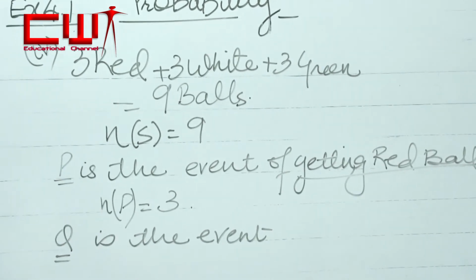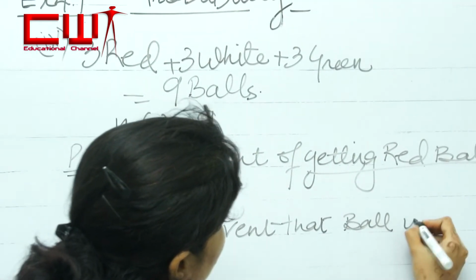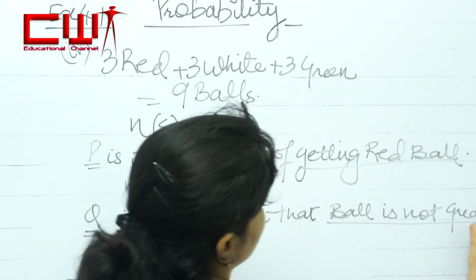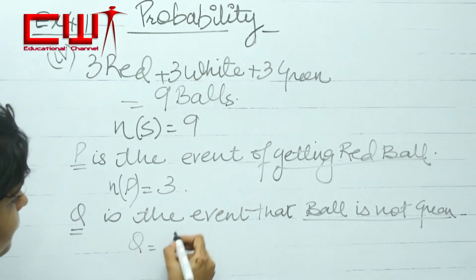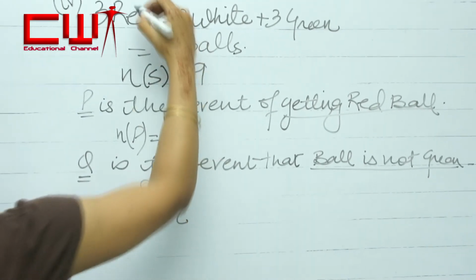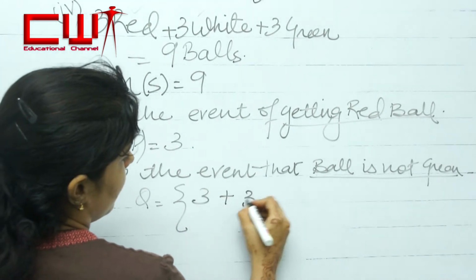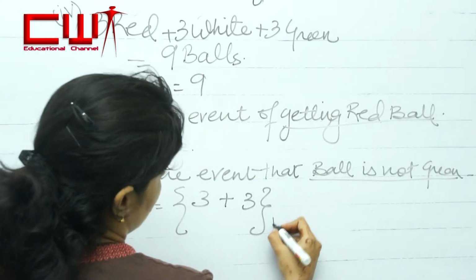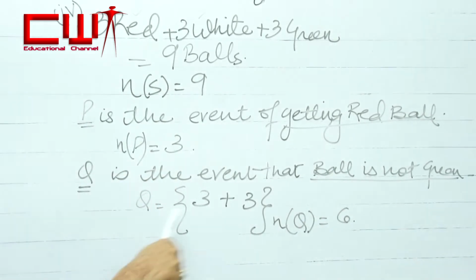Q is the event that ball is not green. Ball is not green means what? You are picking one ball that is not green, so other than green it will be white or red, right? So how many? 3 white and 3 red. Again, what will be the answer? NQ, that will be 6, right? So total you have to write.